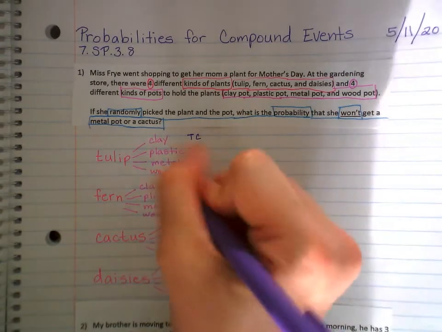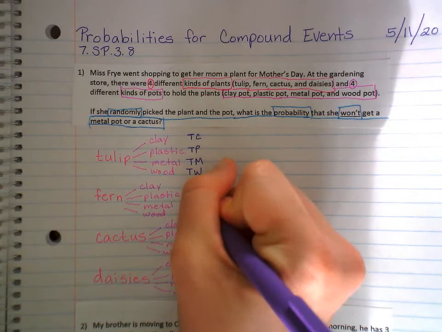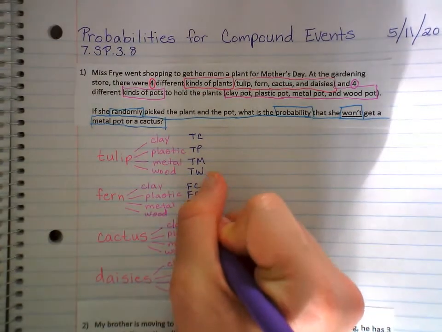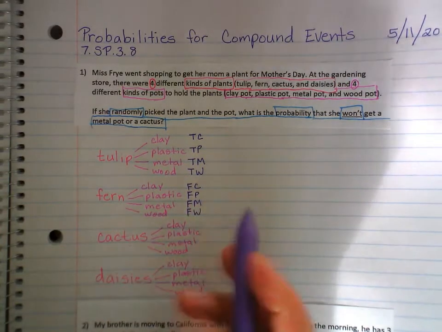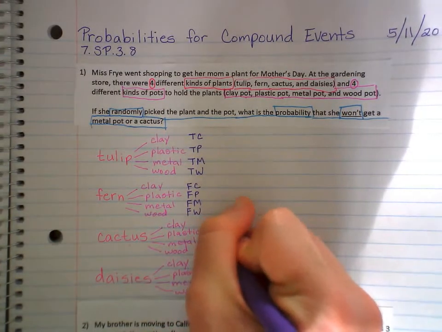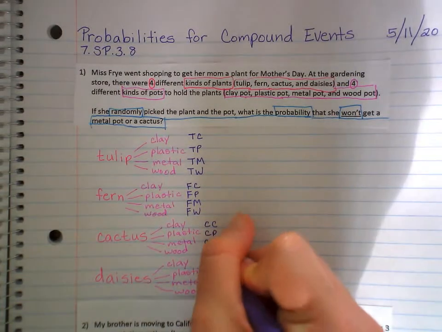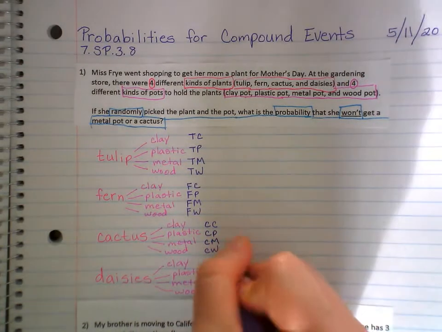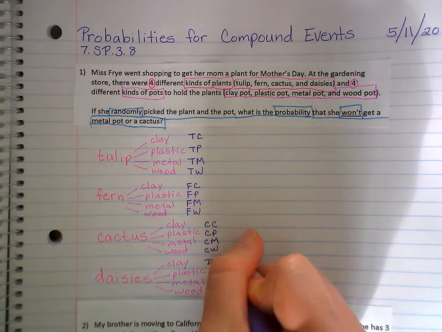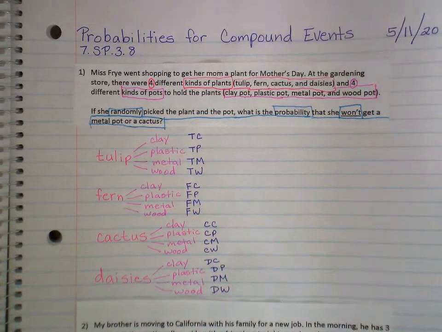We have fern in a clay pot. Fern in a plastic pot. Fern in a metal pot. Fern in a wood pot. Cactus in a clay pot. Cactus in a plastic pot. Cactus in a metal pot. Cactus in a wood pot. Daisies in a clay pot. Daisies in a plastic pot. Daisies in a metal pot. Or daisies in a wood pot.